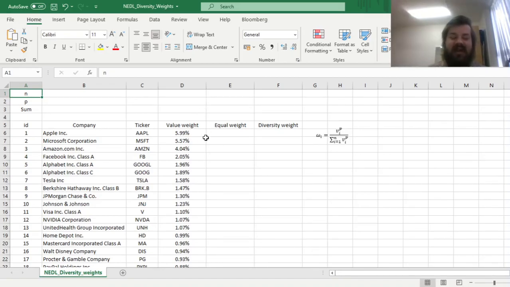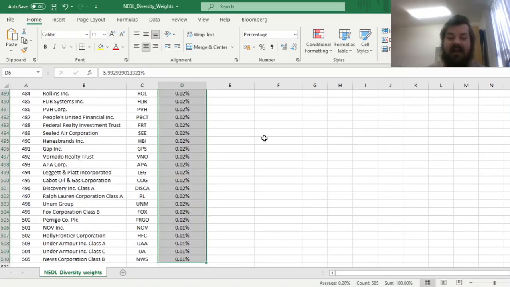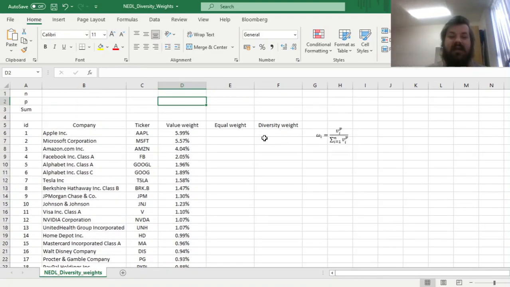As an example to motivate today's discussion, we have got all constituents of the S&P 500 index, all 505 stocks, and their weights in terms of their market caps. So these are value weights. These are the proportions of individual market caps in the sum of total market caps of the S&P 500 index. So if you were to replicate the S&P 500 using your own stock portfolio or invest in something like an exchange-traded fund that tracks the S&P 500, you would, for example, allocate almost 6% of your capital towards Apple.